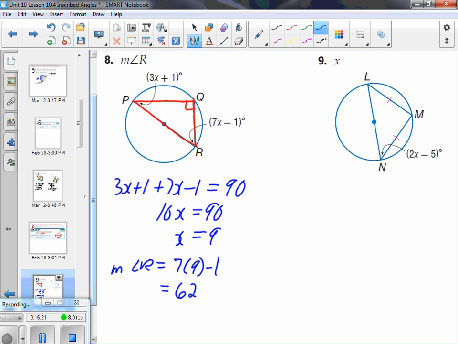So they want us to solve for x. That angle right there is 45 degrees. Now, could I solve it essentially the way I did number 8? I could, because I could say, oh, okay, base angles are congruent, so this one's also 2x minus 5, and add those together and get 90. But notice that it's a 45, 45, 90, and all I've got to do is 2x minus 5 equals 45, so 2x equals 50, and x equals 25.